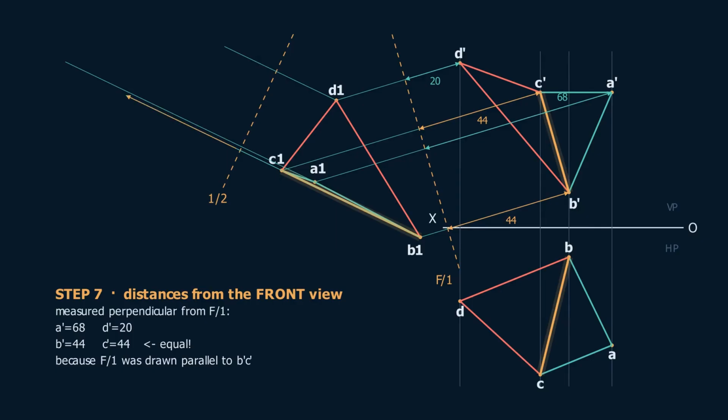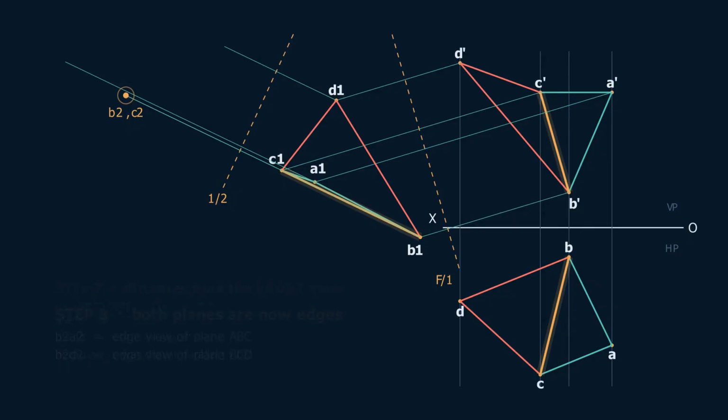Step off those 4 distances from the 1/2 line. B2 comes out 44 along its projector, and C2 comes out 44 along its projector, and because the two projectors are the same projector, the 2 points land exactly on top of one another. BC is now a point view. Ring it, and letter it B2, C2.